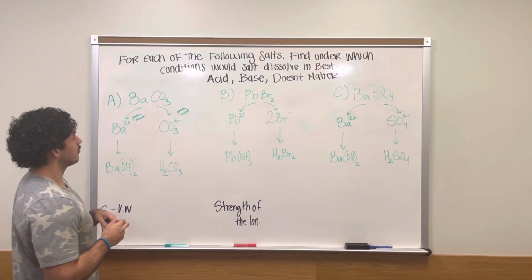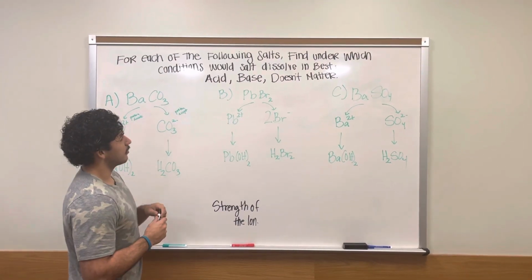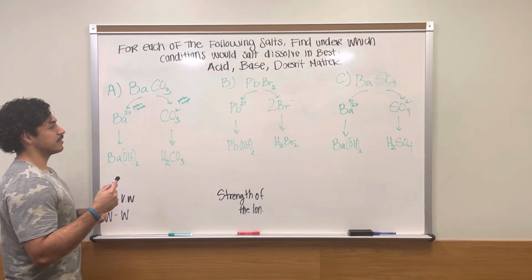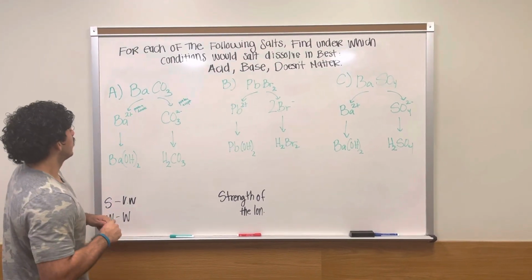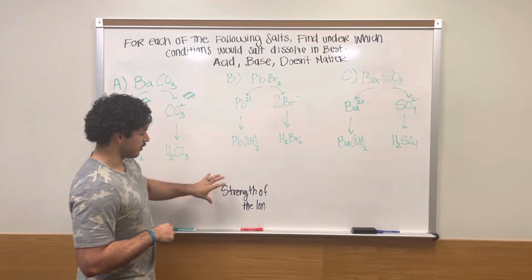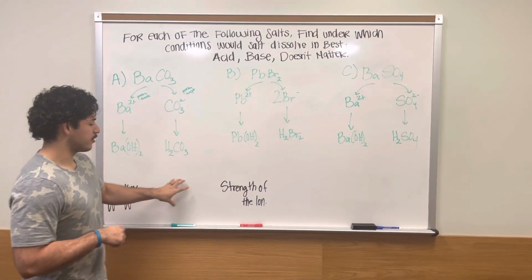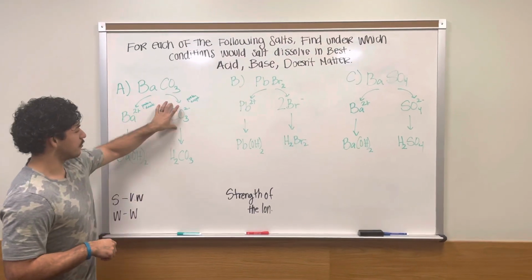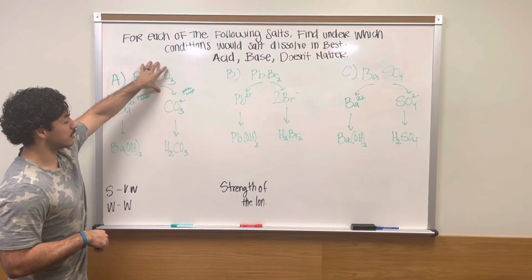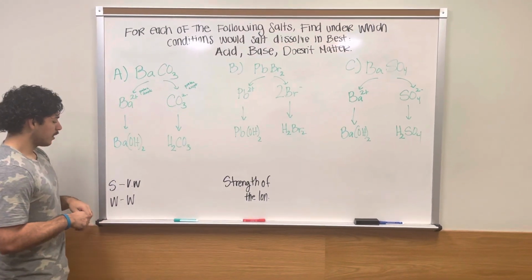The question starts off with saying, for each of the following salts, find under which conditions the salt would dissolve best: an acidic, a basic, or it doesn't matter. So the most important concept to understand of this assignment was the strength of the ions. If we can determine the strength of these ions, then we can determine what solution the salt would dissolve best in.